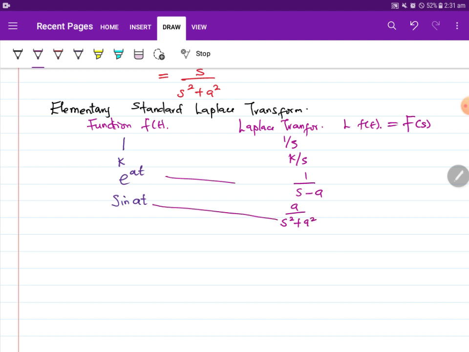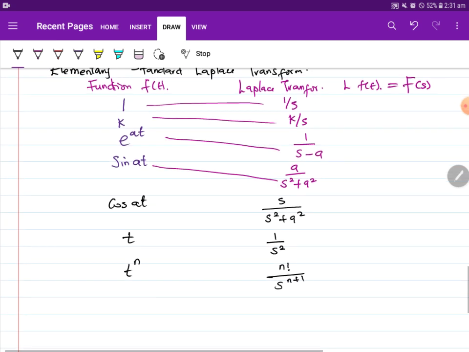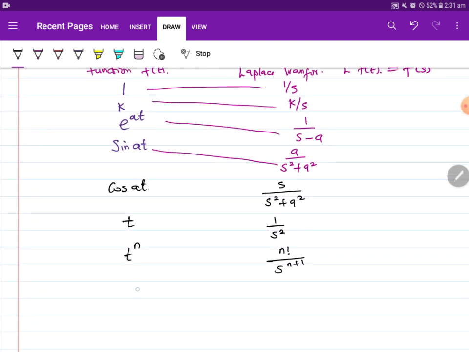If you take the Laplace transformation of cos at, that would be s over s squared plus a squared. If you take the Laplace transformation of t, it is 1 over s squared. The Laplace transformation of t raised to power n is n factorial over s raised to power n plus 1. Also, if you take the Laplace transformation of cosh at, the cos hyperbolic of at, that will give us s over s squared minus a squared.